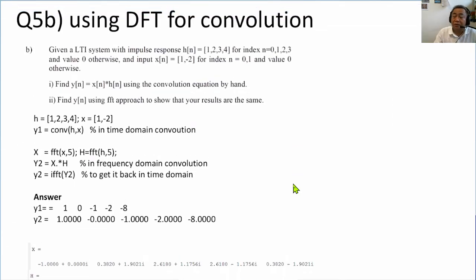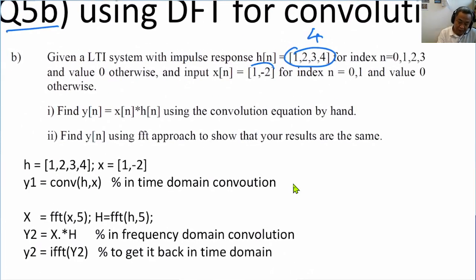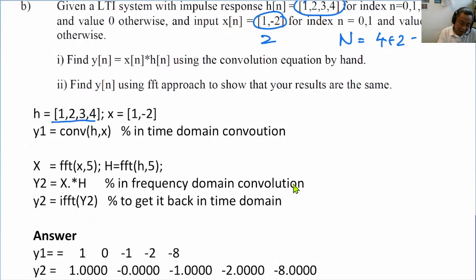Alright, now this is question 5b, and now we have a real example. In this example, H is a 4 sequence, N equals 4, X is 2. So how many do we need? We need 4 plus 2 minus 1. So we need a 5 sample sequence. Okay, so what do we do? Well, first I want to show you what convolving H and X looks like. Convolving X and H will give you a 5 sample sequence.